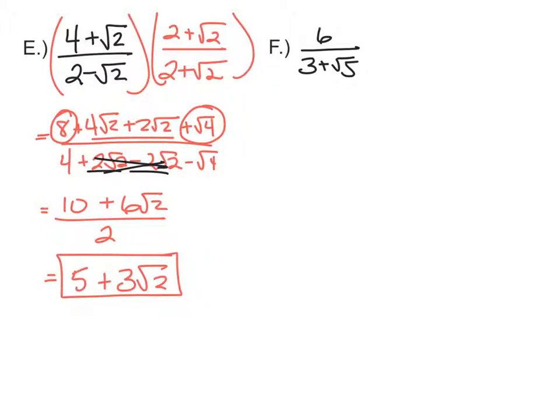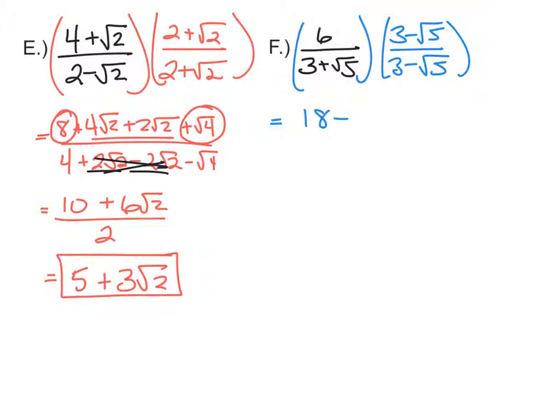In the next one, we have to do the same thing, multiply by the conjugate. Since the denominator is 3 plus root 5, the conjugate is going to be 3 minus the square root of 5. So we multiply the numerator and the denominator by that 3 minus square root of 5. It's kind of nice for us in the numerator because all we have to do is distribute instead of FOILing. 6 times 3 is 18, minus 6 square root of 5.